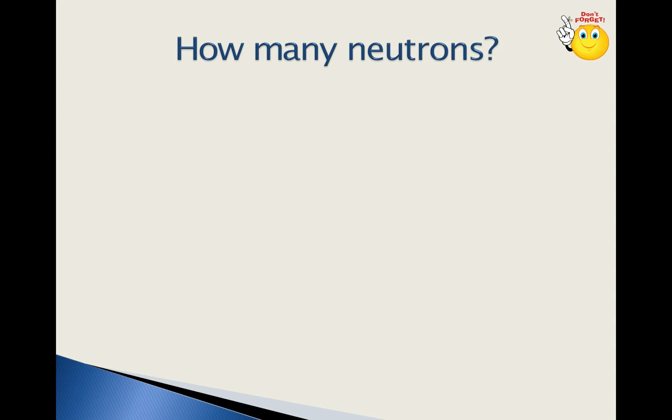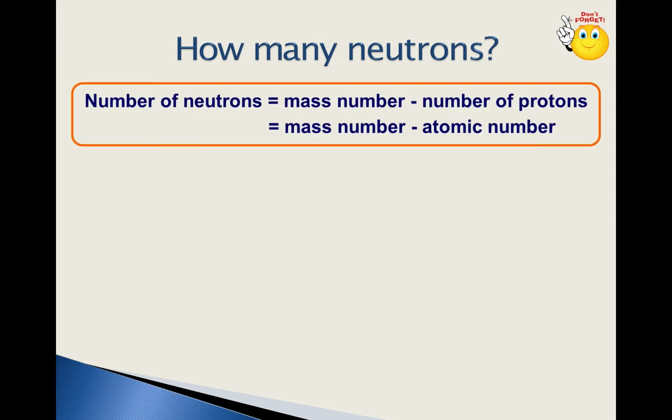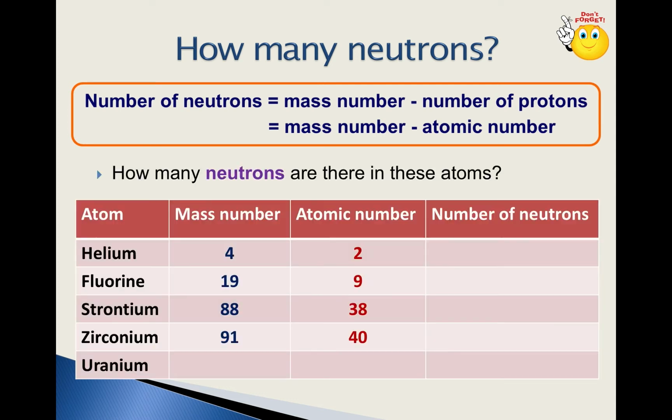So how many neutrons do we have? This is quite a simple calculation. It's the big take away the small, or the mass number take away the number of protons, or the mass number take away the atomic number. And again, if we look at some of these examples, helium has a mass number of 4 and an atomic number of 2, so it's the difference between the two. This would give us 2. Next one would give us 10. Strontium would give us 50. Zirconium would give us 51.